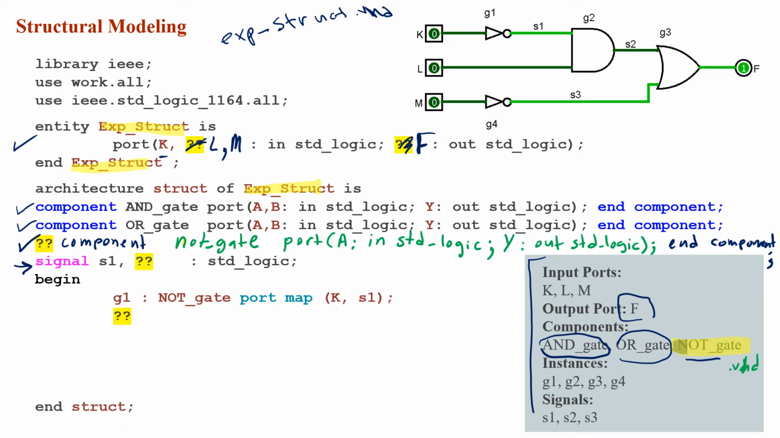The next part is to mention all the signals that are needed, or the internal wires. We already have S1 labeled or mentioned. I have to declare S2 and S3. So I will say comma S2, comma S3. And we have a colon after the third signal. Let me make that a bit clearer. So we have S2, comma S3.